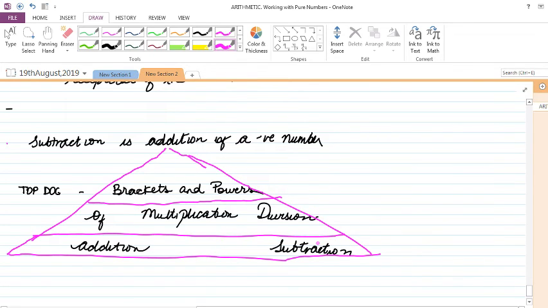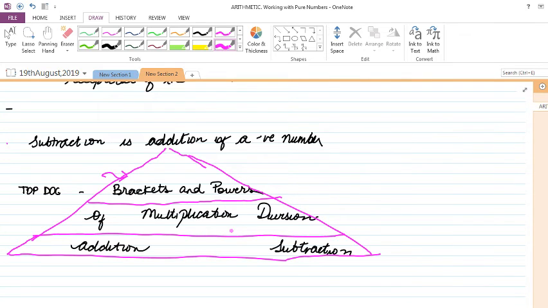That's literally how it works. This is the top dog. You have to listen to him and carry out all the instructions that this guy tells you to do first. After that you listen to the lower rank people: multiplication and division are the same rank, and addition and subtraction are the same rank. Now, the question arises.